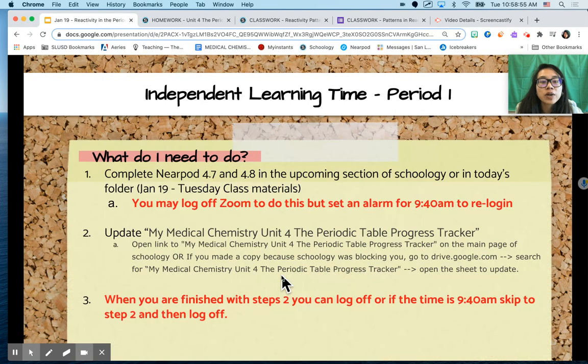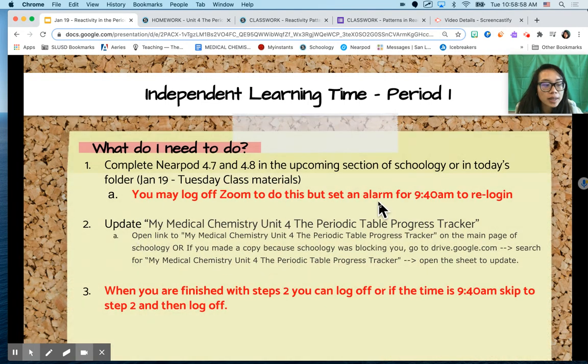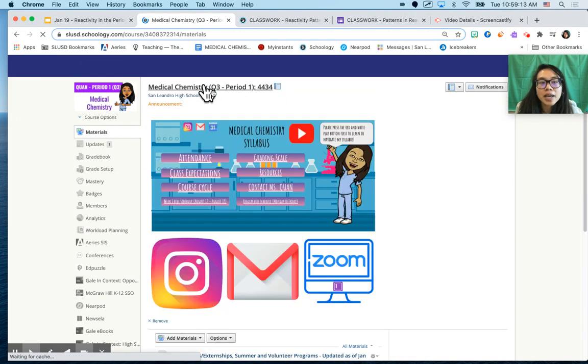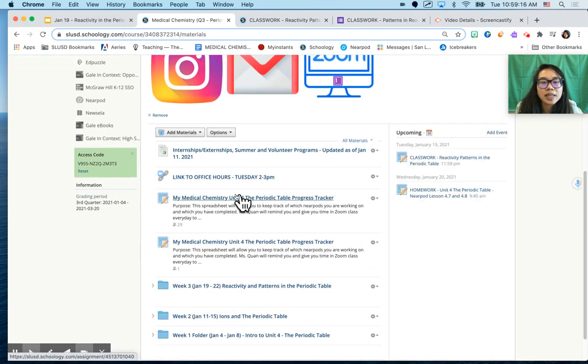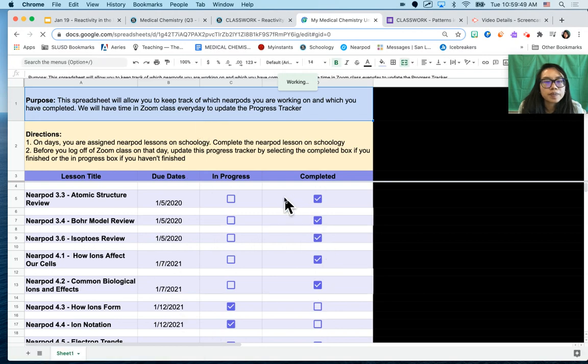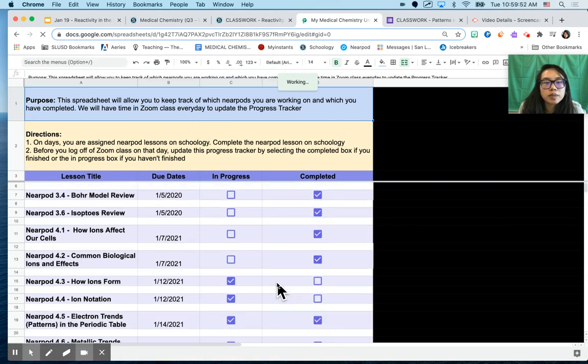And then also a general reminder that once you're done with the Nearpod lessons, please be sure to update your medical chemistry unit 4, the periodic table progress tracker. So again, to get to that, you're going to go onto your main page of Schoology, and it should be linked on the first page that says My Medical Chemistry, Unit 4, the Periodic Table Progress Tracker. All right, so that should help you out. If I click on it, it will look something like this.